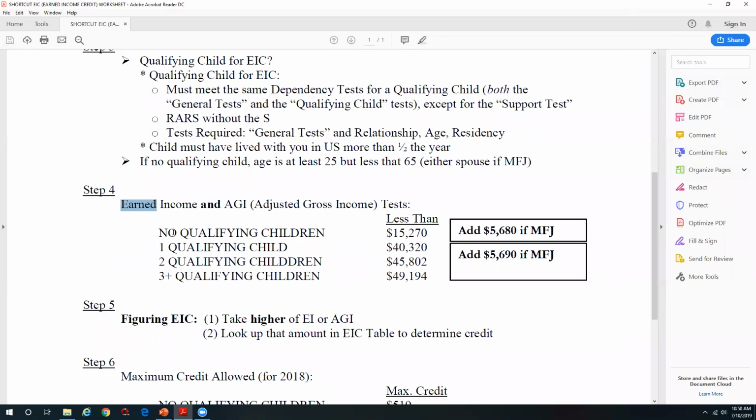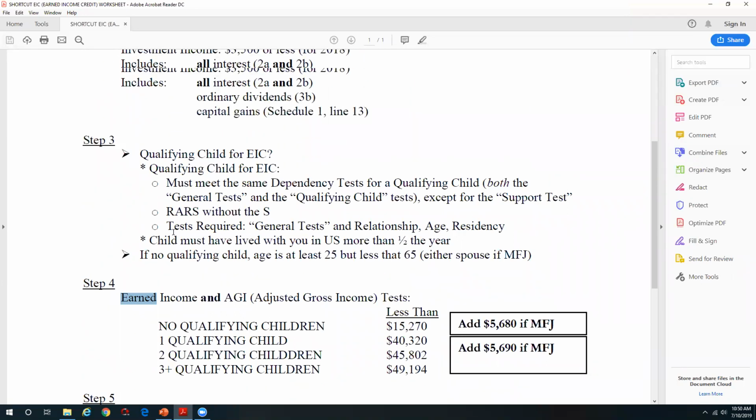Self-employment income. Would income coming from investments in the stock market that you report on Schedule D be earned income? No. Capital gains are passive income, not earned income. See the distinction? That goes to earned AGI, but not to earned income.